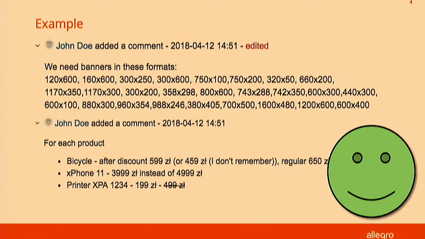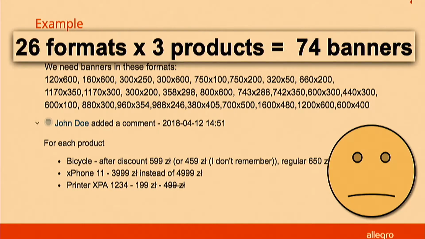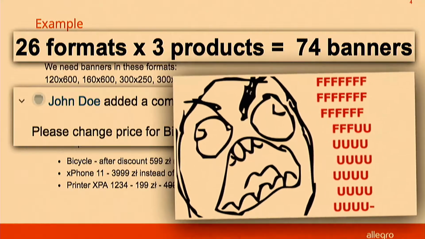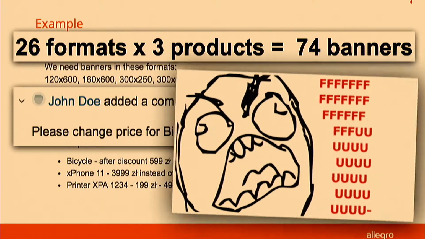A real-time example will explain the problem. Now we see a request from John Doe to generate new banners in 26 formats for 3 products. John has put the formats in random order without any convention. Simple math, and we have 78 banners to generate. And Bob is already sick, but he did his job. Did I mention that the price could change? Yeah. You can imagine how Bob feels after that.